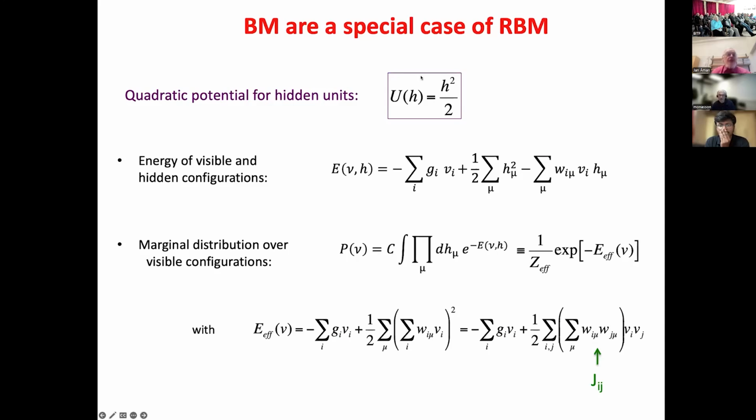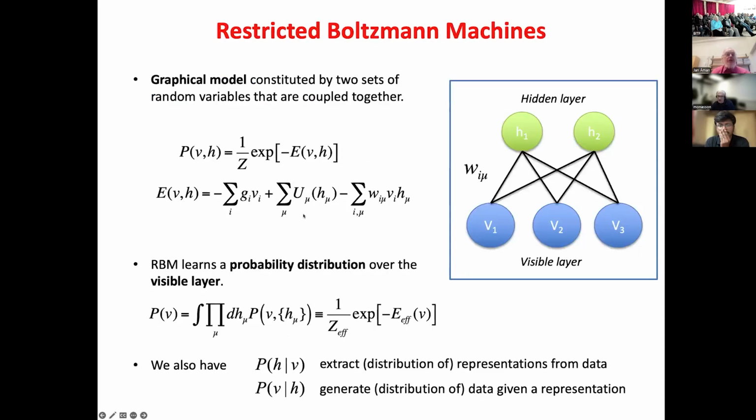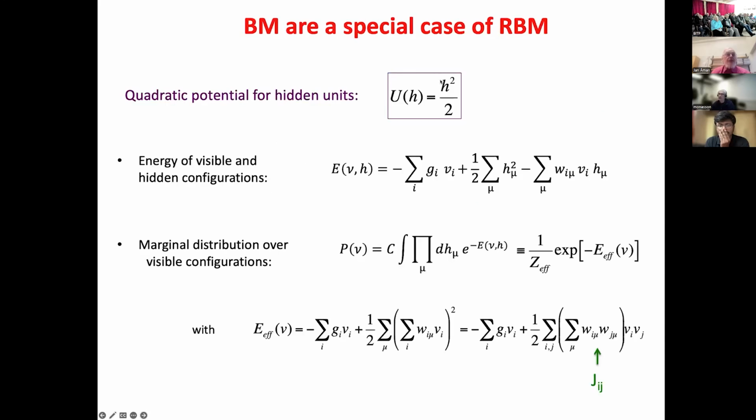Suppose I choose U of H, this local potential here, as H squared over 2. Okay, so a quadratic potential. It's a specific case. I can choose that. In that case, the effective energy acting on the visible and hidden units is that one. I just replace U of H by H squared over 2. Then I'm going to compute the marginal distribution. This is just the integral over H of the exponential of minus E, so the Boltzmann weight. And there is a normalization factor here. And that defines the effective energy.